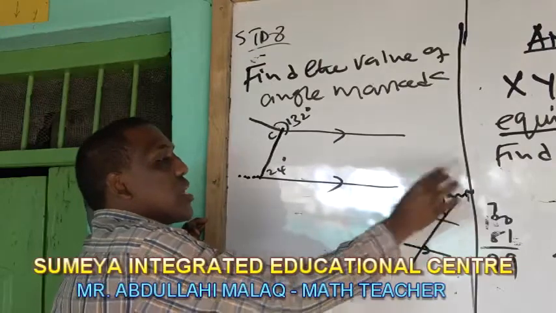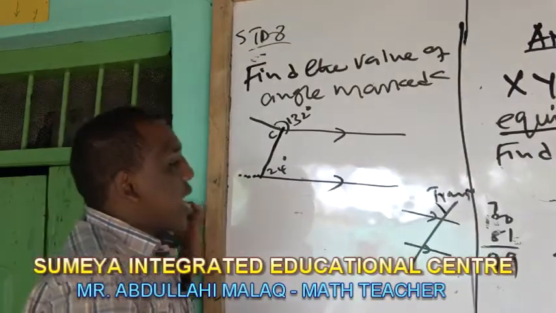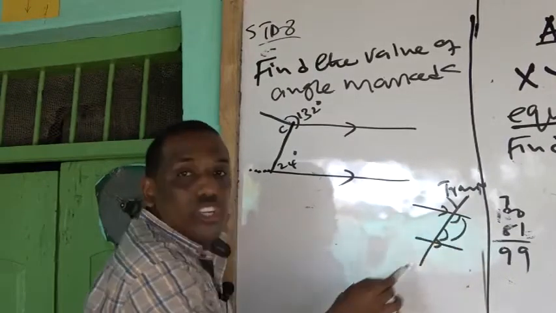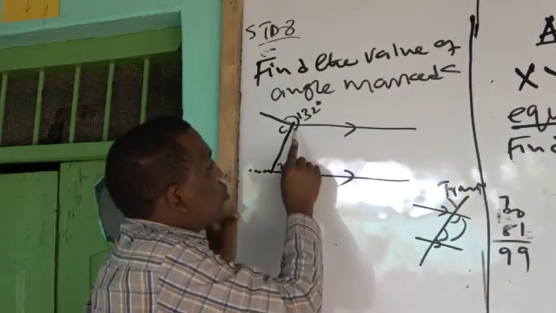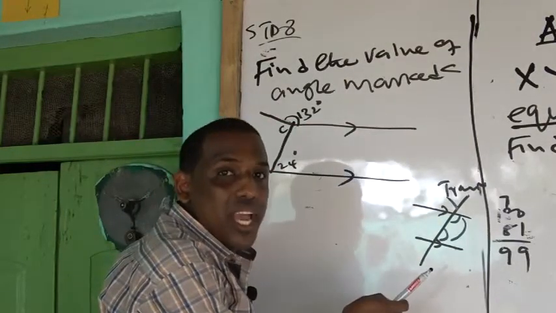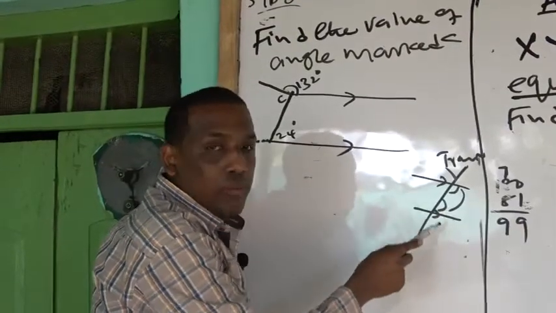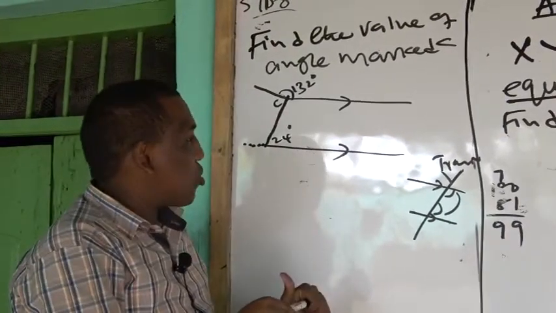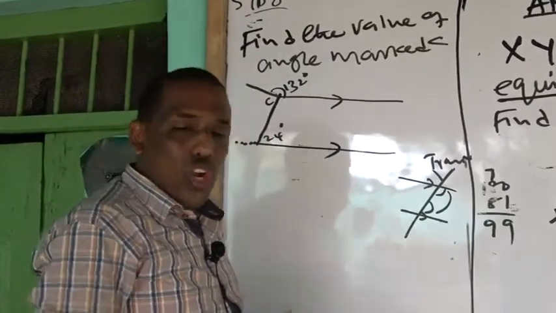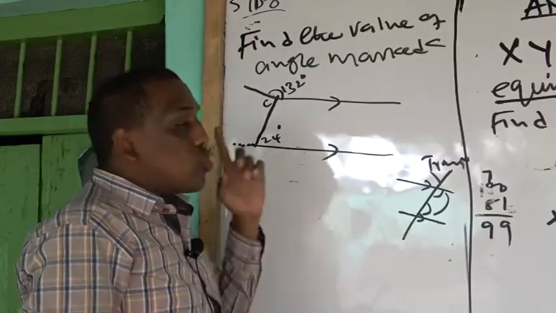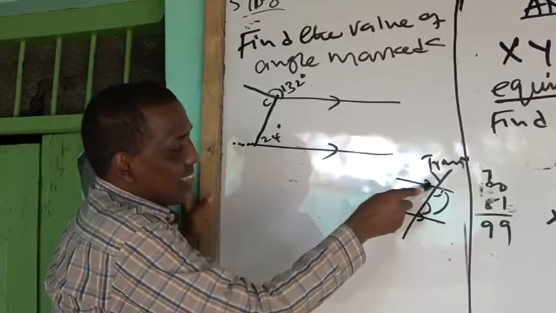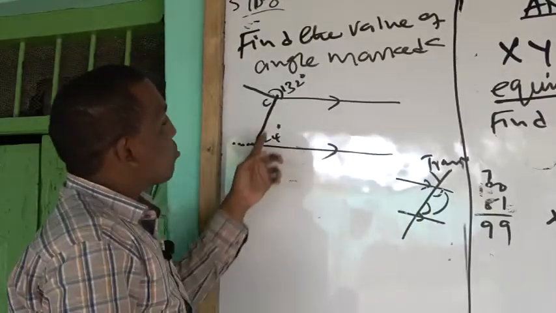Along the transversal line, there are two angles now. These two angles, we call them co-interior angles. The two inside angles along the transversal line, we call them co-interior angles, or we also call them allied angles. One characteristic of co-interior angles or allied angles is that they should add up to 180 degrees, the two interior ones along the transversal line.